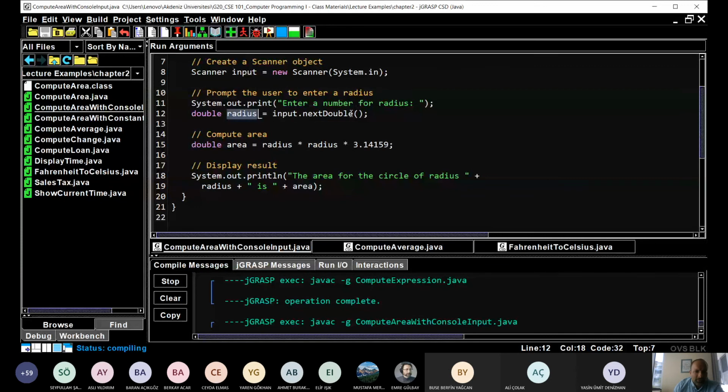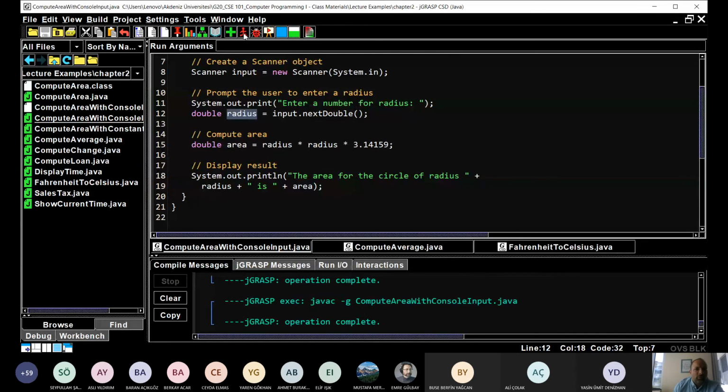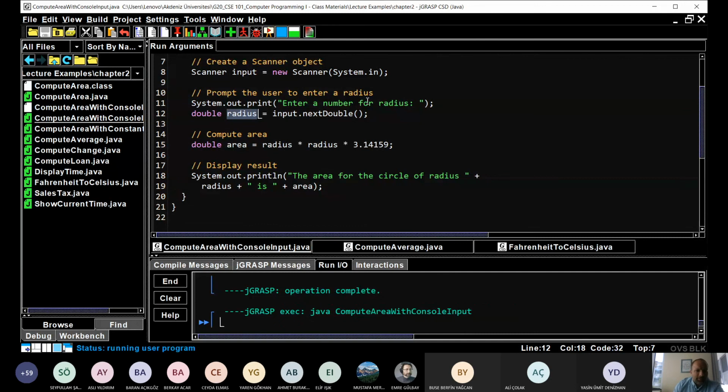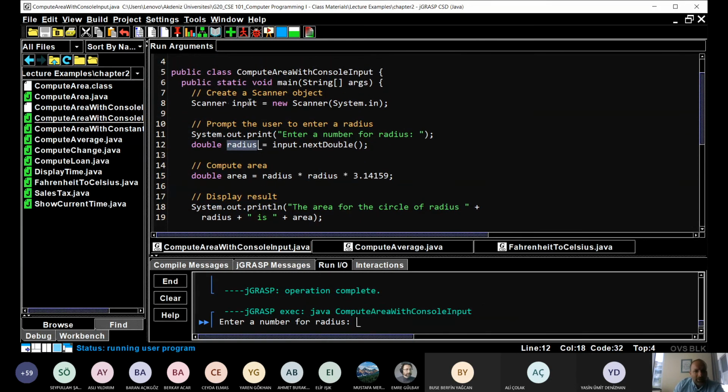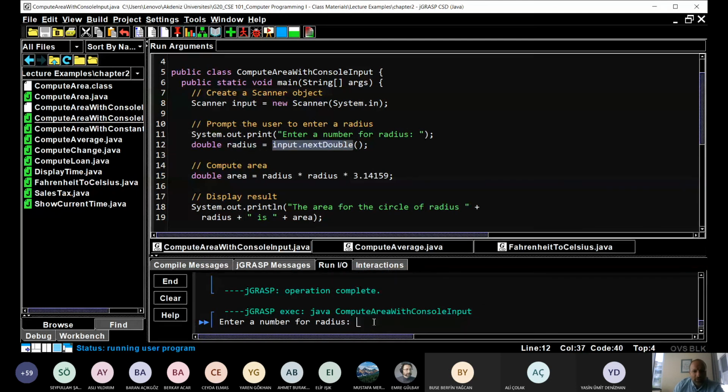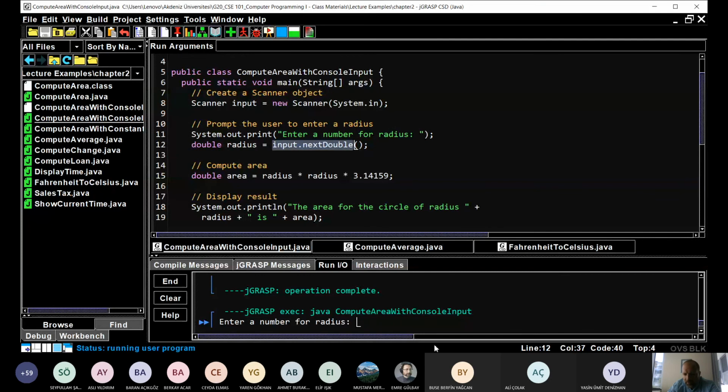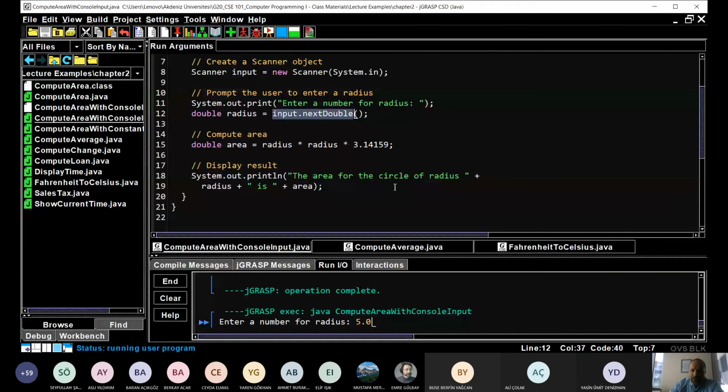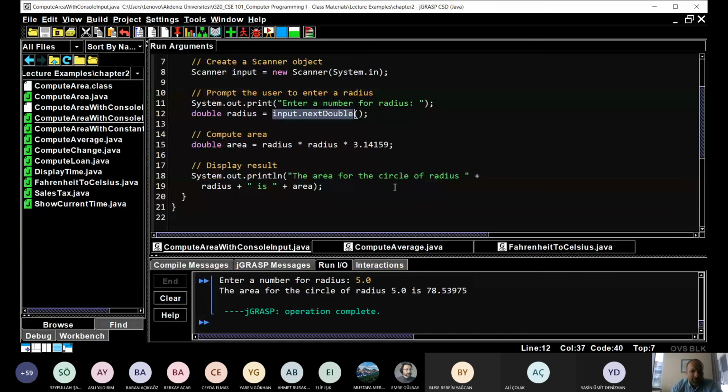Compile this. Wait. Come on. Okay. And then when we run, maybe I should have debugged actually, but that's fine. What happened was we created the scanner object, and now we are at this line waiting on the user to enter a value. So if I said 5.0, for example, okay. Now when I enter 5.0, it's going to tell me the area for the circle of radius 5 is 78 and some change, right?